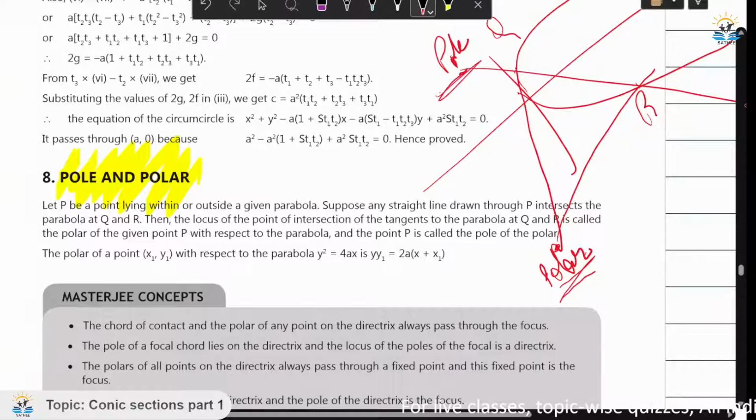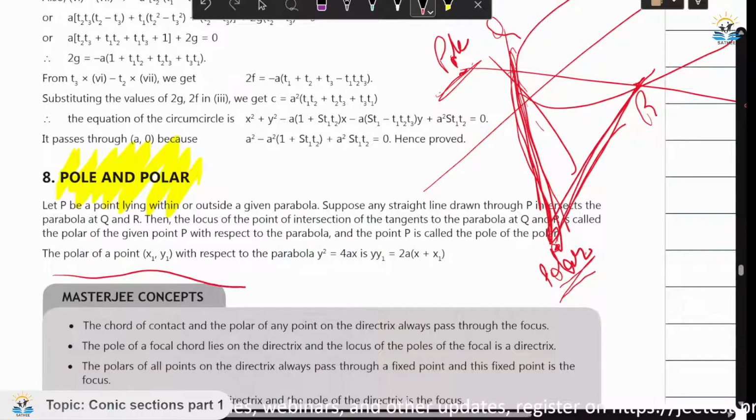Okay, so this is the concept they're trying to say: if from an external point we draw a line and it intersects the parabola at 2 points, then when we draw the tangents at these points, they intersect at the polar. Okay, so this is the polar of the point x with respect to the parabola.